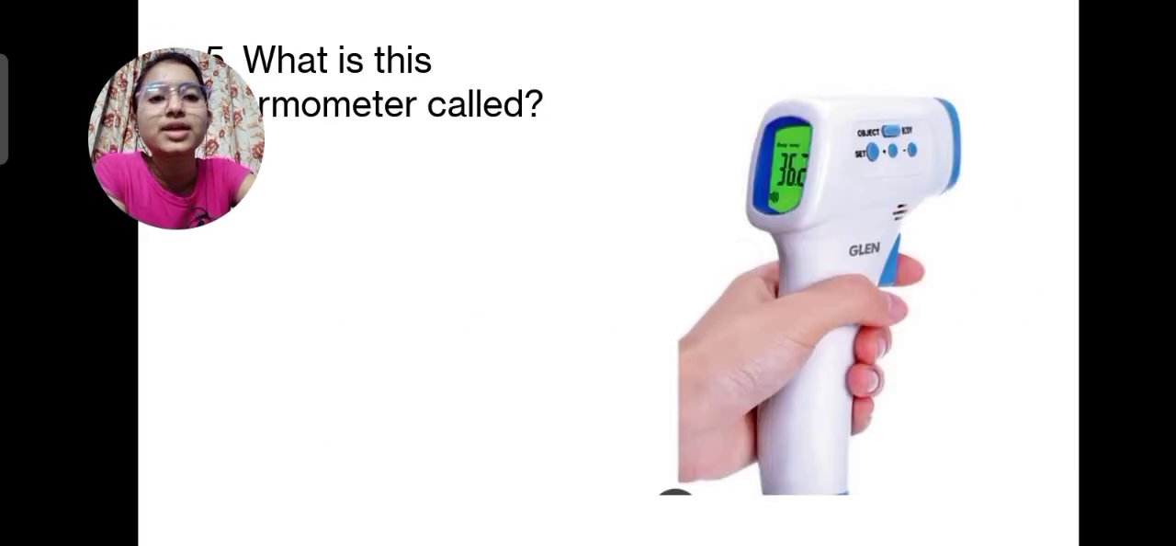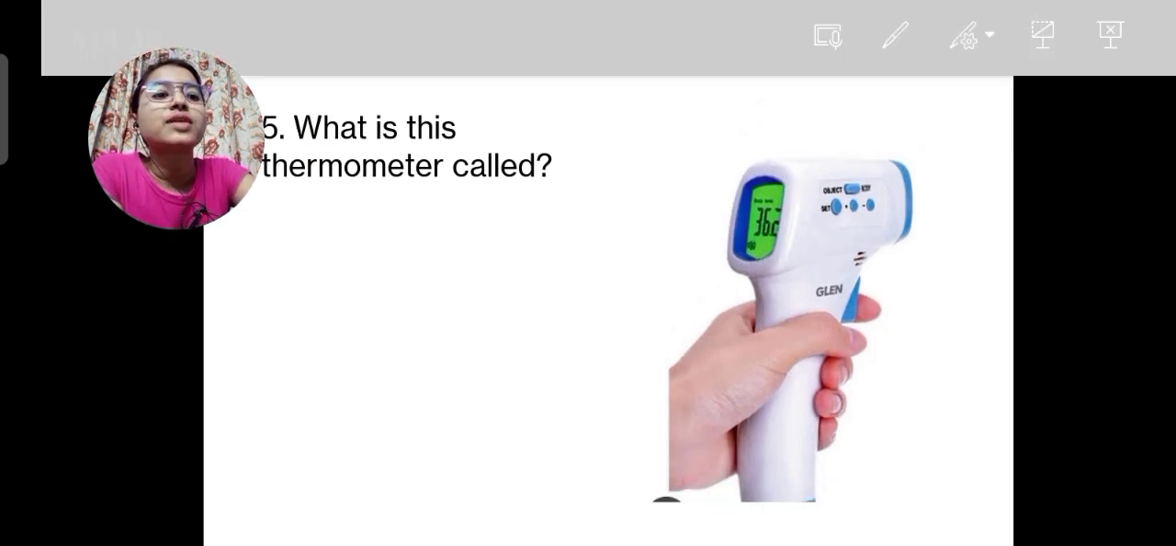Okay. Now the next question. What is the thermometer of this called? So we check our temperature by thermometer. So what are the thermometers? First, that is the manual thermometer or clinical thermometer. Then the digital thermometer, the electronic thermometer. Then there are the disposable thermometer, tympanic thermometer, and the non-contact infrared thermometer.